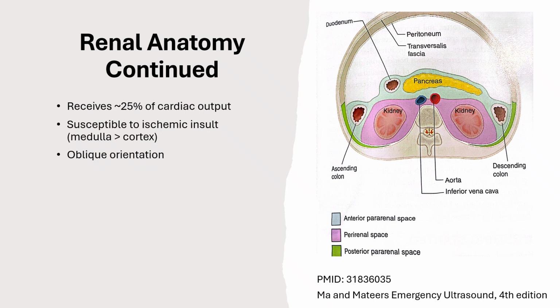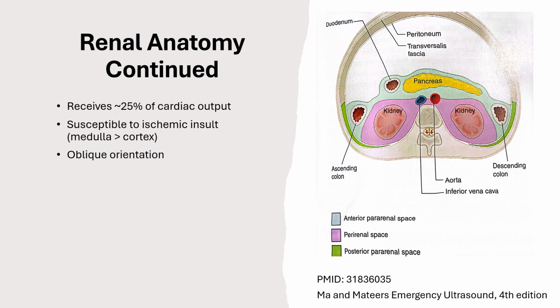Let's keep talking about the renal anatomy. As we discussed before, kidneys are a paired retroperitoneal organ. On the right part of the screen, you see a pictorial showing different anatomical parts of the retroperitoneal space. Kidneys are oriented in an oblique fashion. That is very important for us to remember when we use ultrasound to scan the renal system. Kidneys receive approximately 25% of cardiac output.